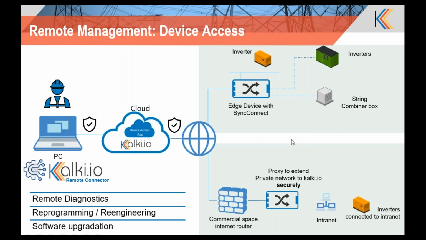Similarly, on the field side, you can have multiple topologies, for example, solar farms. You can have edge devices directly connected to the internet, and the edge device can connect directly to the various assets using the LAN network, that's Ethernet, using serial communication, which could be an RS-232 or 485 link, or even a USB link.